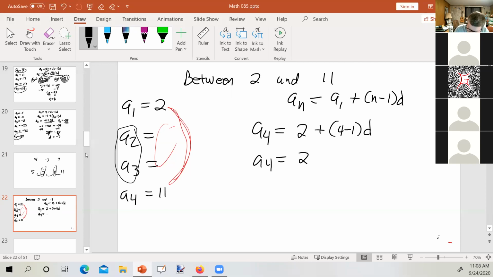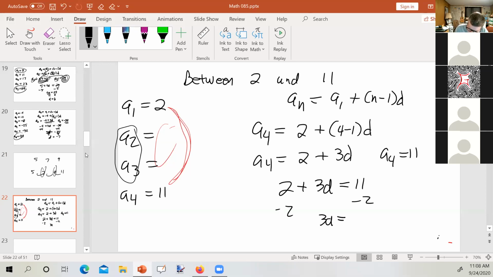Simplifying, a sub 4 is 2 plus, let's see, 4 minus 1 is 3d. But we also know that a sub 4 is 11. So that means 2 plus 3d equals 11. Subtract 2 from both sides. 3d equals 9. Divide by 3, and d equals 3. Well, if the common difference is 3, then 2 plus 3 is 5, plus 3 is 8, plus 3 is 11.